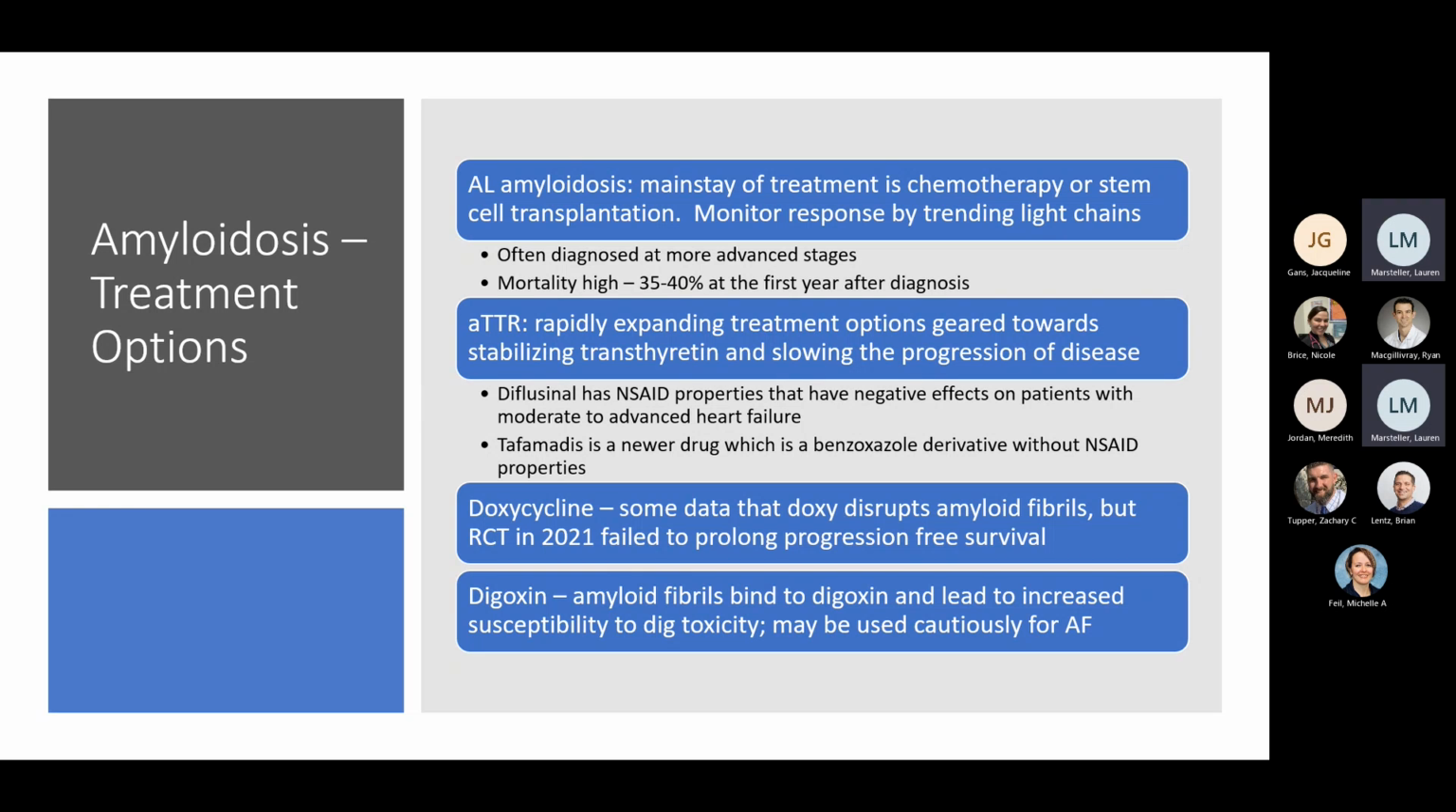And when you're treating your patients, it's important to know that amyloid fibrils bind to digoxin. We don't use a ton of digoxin, but obviously we're a cardiac floor, so it's out there. Patients with amyloid are really prone to dig toxicity. So it could be used cautiously, but oftentimes we avoid digoxin.